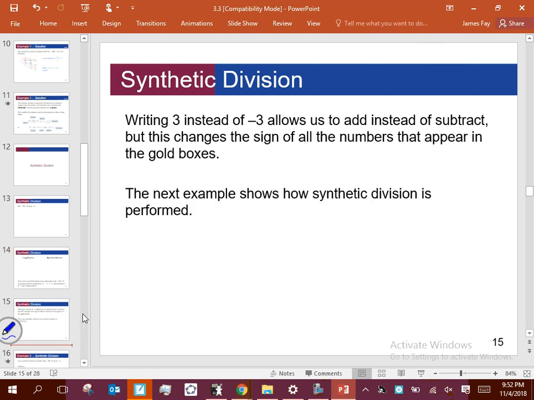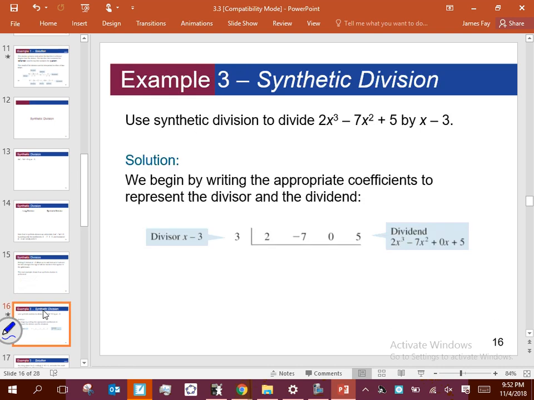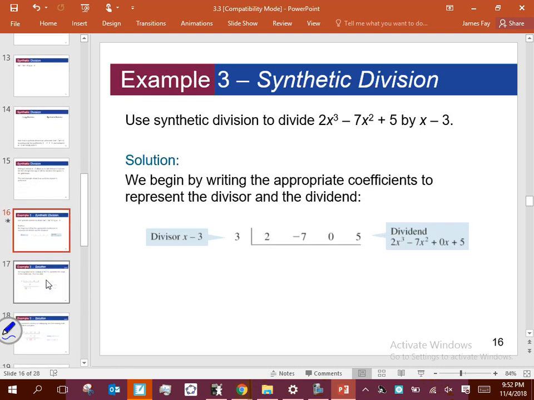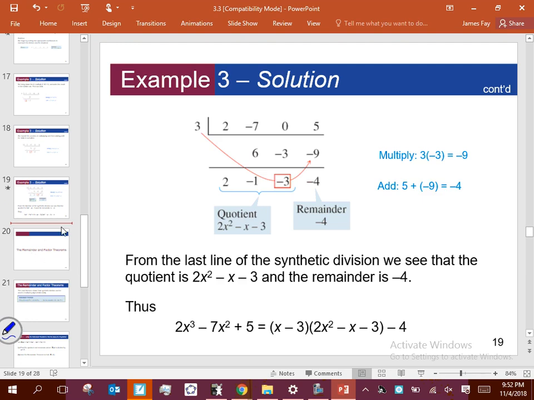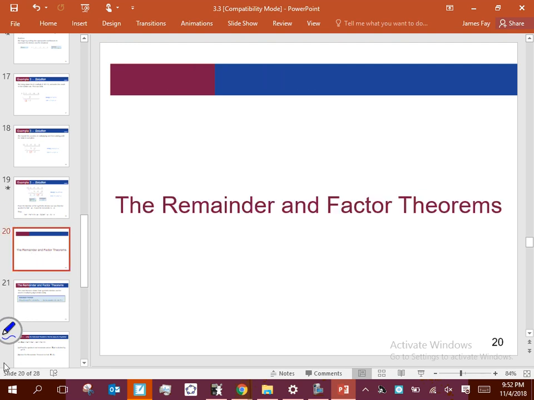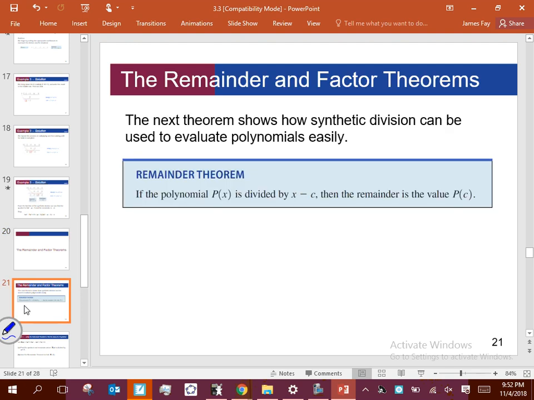All right, so got that. This is just going through the example, showing you the step-by-step stuff. So it gets us to what we call the remainder theorem, and eventually the factor theorem. The remainder theorem says the next theorem shows that synthetic division can be used to evaluate polynomials easily. It says if the polynomial p of x is divided by x minus c, then the remainder is the value p of c.